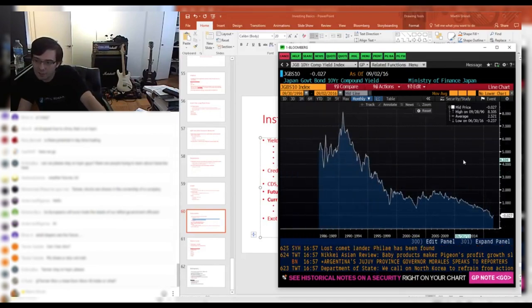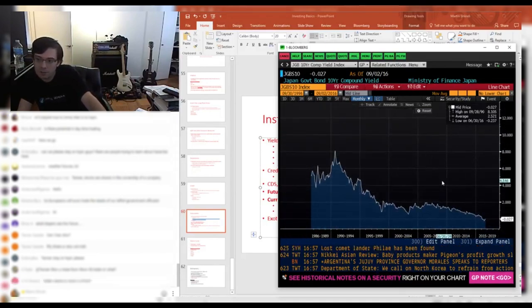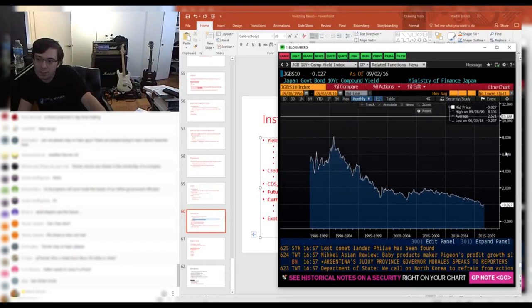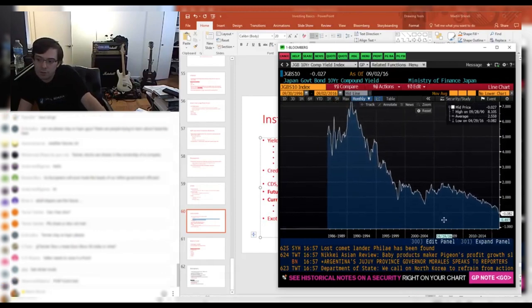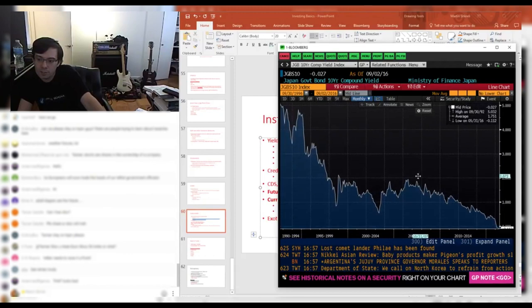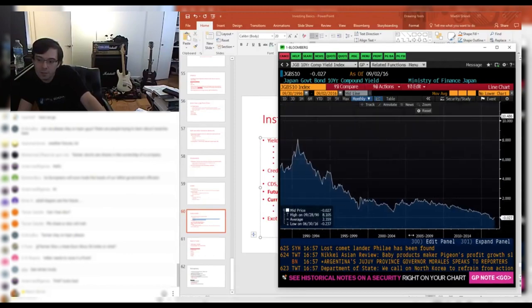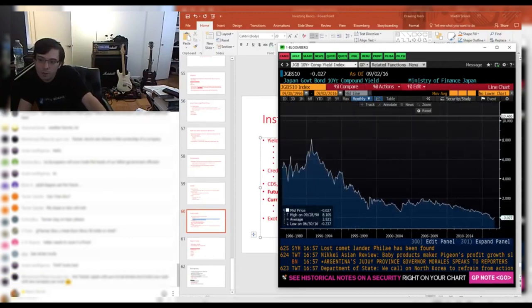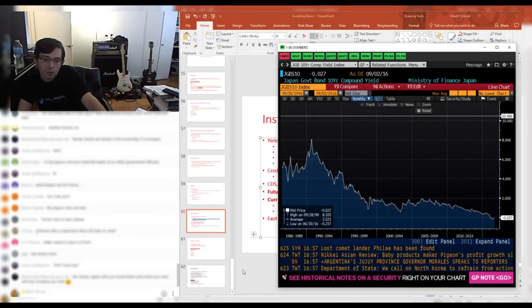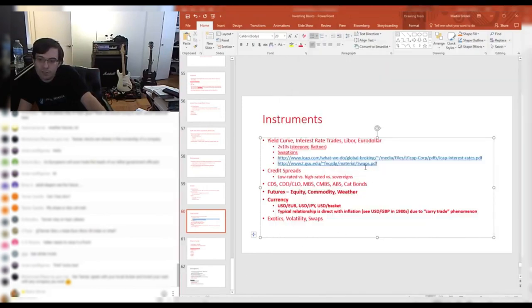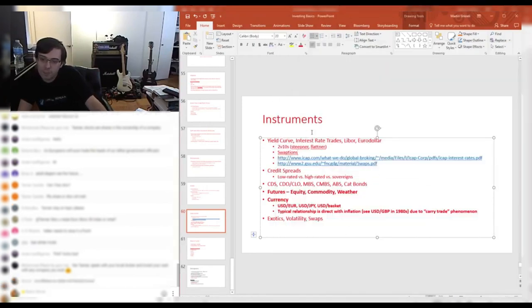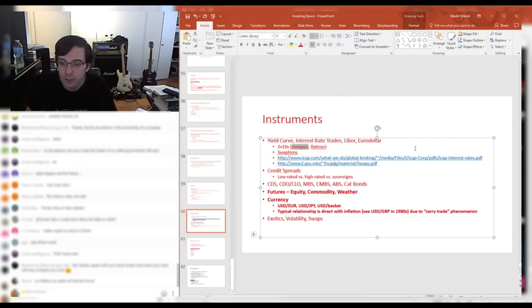Does tech cause deflation? What is it? Monetary policy? Is it economic growth? What exactly is happening? We're not so sure. A lot of theories on it. I think it's more to do with technology personally than anything else. But that's the Japanese government bond long-term yield. So whether or not these things are good or bad is up to you. As a trader, you're just simply trying to take advantage of it.